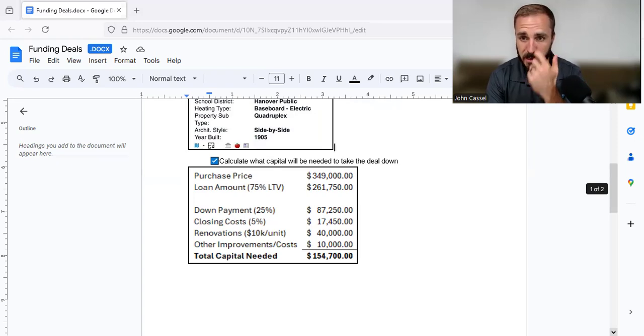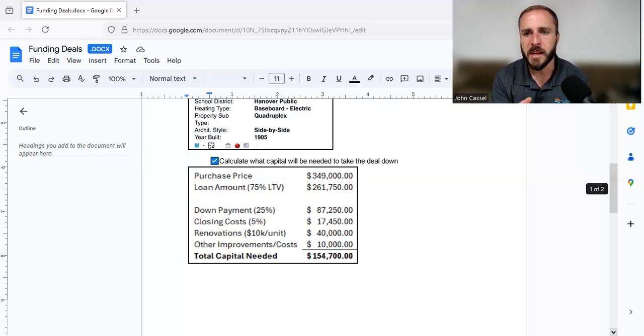So that could be if you're putting in rainy day funds, which is a good thing to do for your deal, putting aside money so that if something goes wrong or costs are a little bit higher than you think, you have that money and you don't need to go out and find another $5,000 or $10,000. Or that could just be some other renovation that you're planning on doing when you take over the property. So just by this example, you're looking at $154,700 that you will need to take down this property.